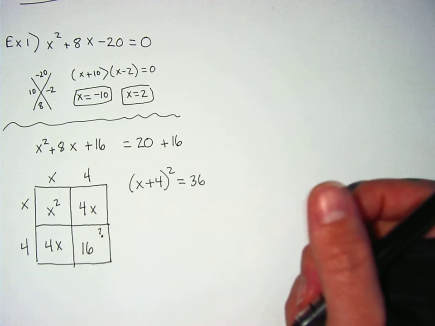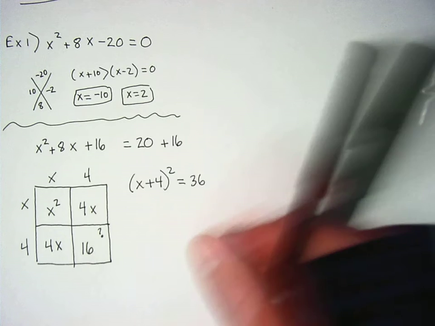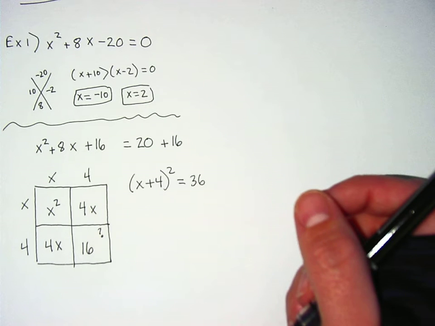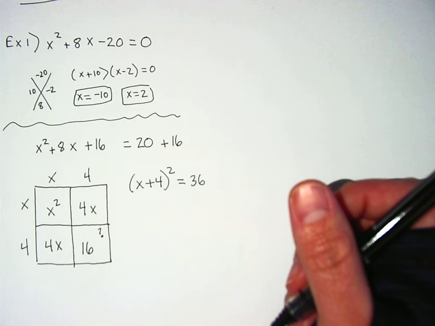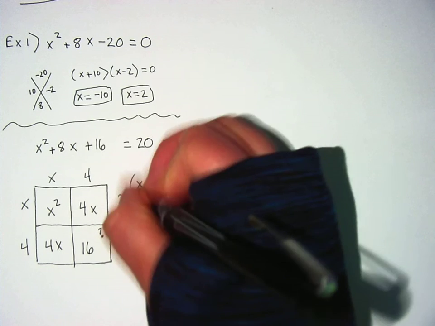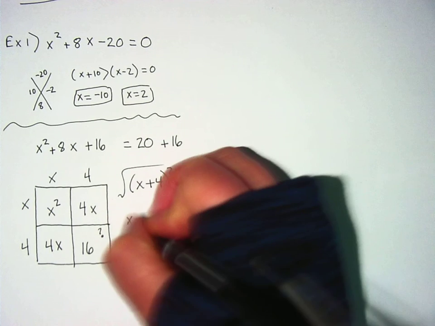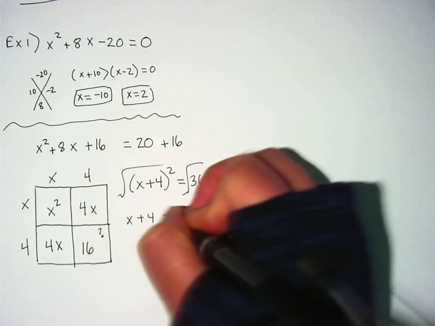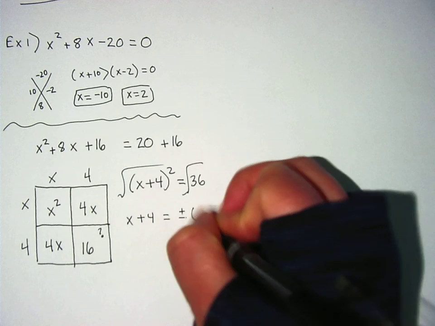All right, now we're going to solve it like it's a square root problem. So how do I get rid of the square? Good morning, sophomores. If you need a square root. Square root, so I've got x plus 4 equals plus or minus 6.